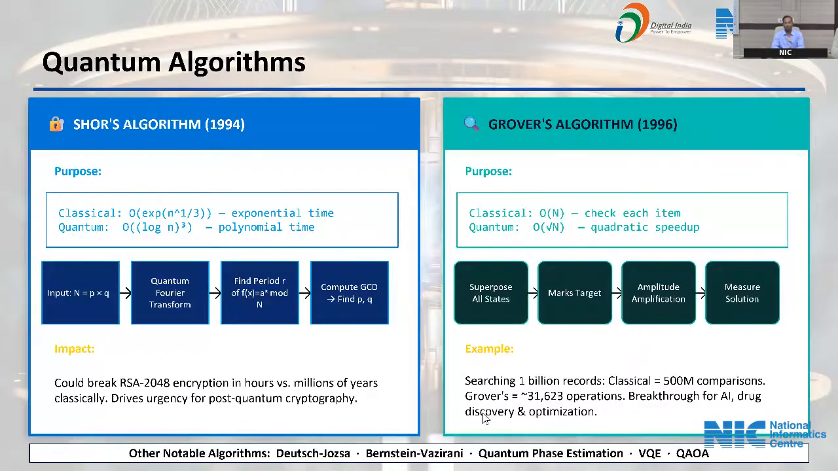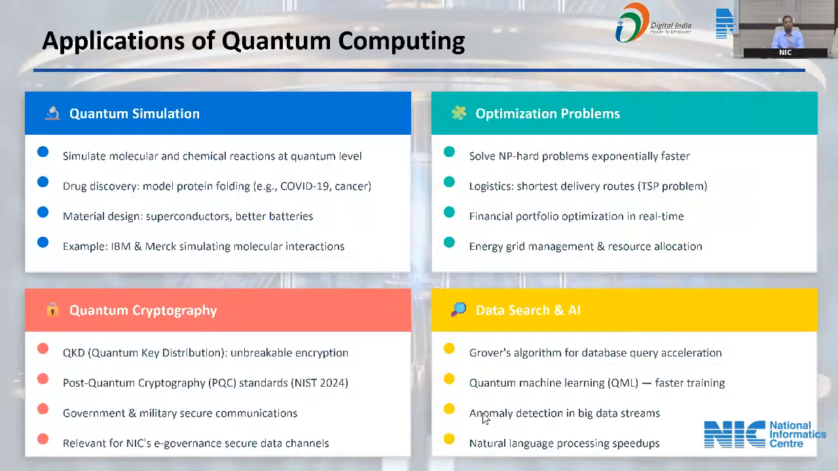So you can think, because we in NIC maintain very large databases, sometimes when we query, when we try to extract the data out of the database, it takes a large amount of time, and sometimes we feel that it is really not feasible to cull out the data from the database. Using Grover's algorithm, we can do it in a fraction of a second. So these are four of the applications of quantum computing.